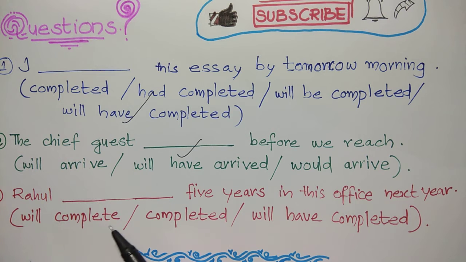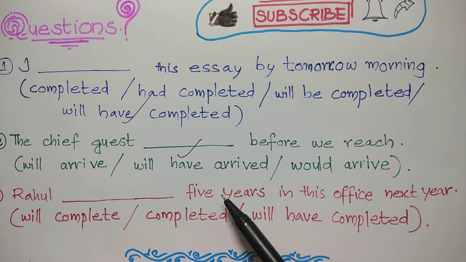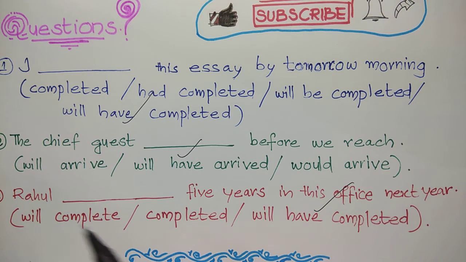Third one, Rahul dash 5 years in this office next year. Options: will complete, completed, will have completed. This is also a point of time in the future, next year. And this must be a completed action. So we need to use the future perfect tense, that is will have completed. So the sentence will be Rahul will have completed 5 years in this office next year.